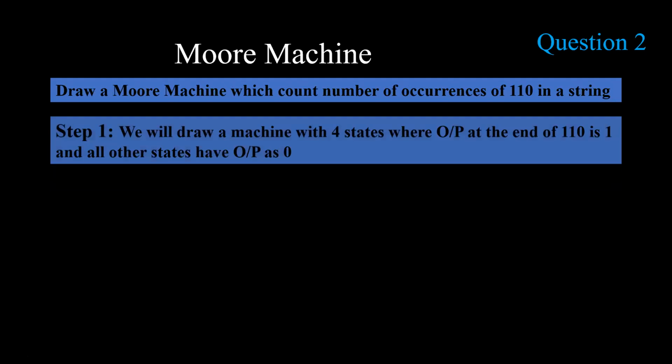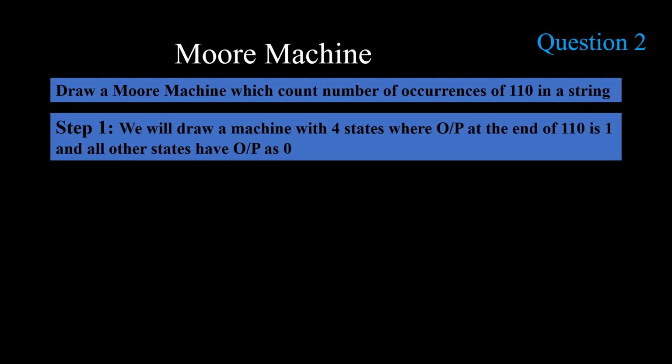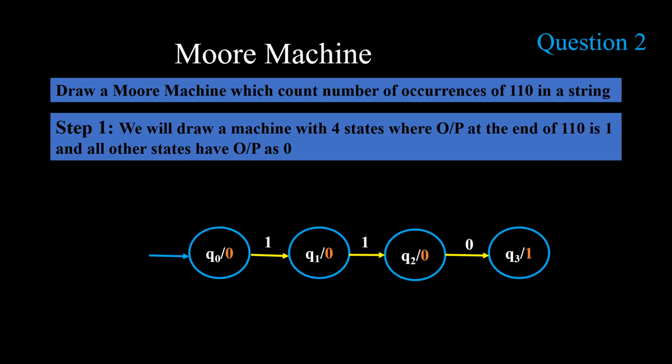So let's start with the designing. Initially, step 1 will be that we'll draw a machine with 4 states. Why 4 states? Because we have the input 1, 1, 0. So the output at the end of 110 is 1 and all other states will have output 0. This is the first diagram for counting the number of occurrences of 110. In the first state, the output is 0. In the second state, output is 0. In the third state, output is 0. But here the output is 1 because we have 1, 1, 0, which we actually want.